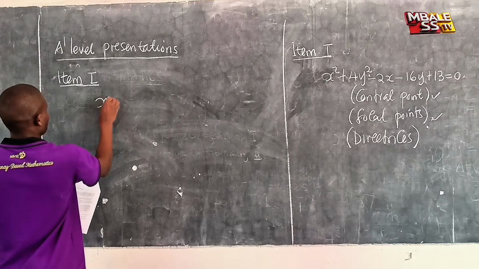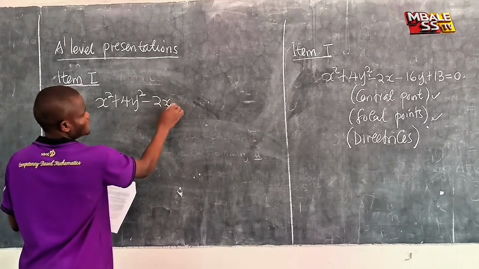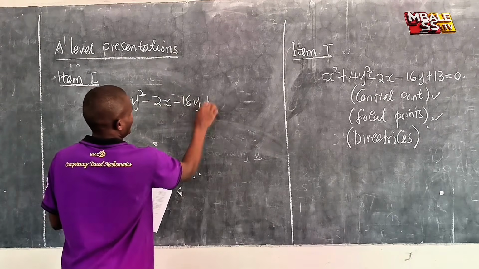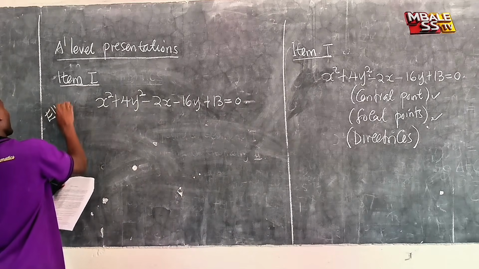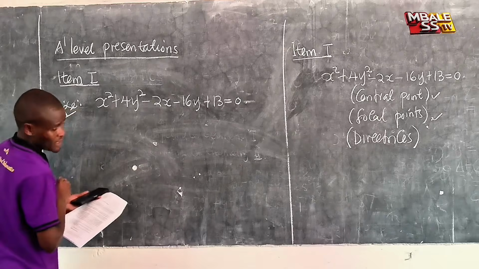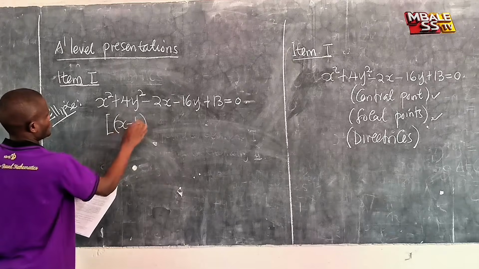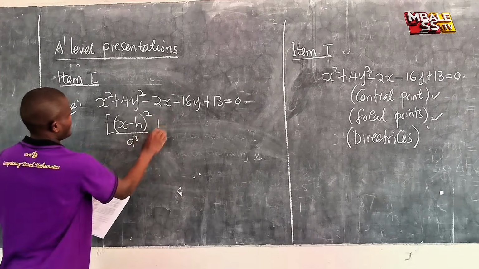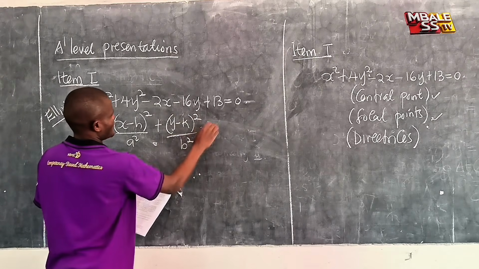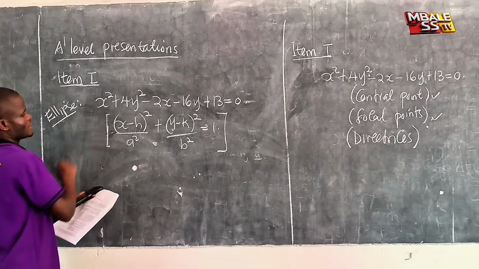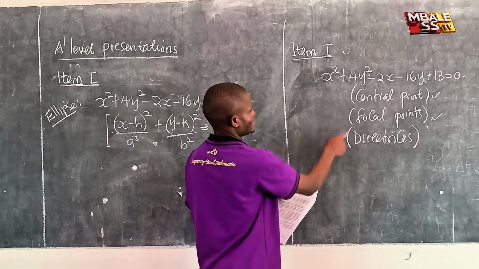So 1, we are going to use x squared plus 4y squared minus 2x minus 16y plus 13 equals 0. So this is now the equation of an ellipse. To get the center, we are going to express this equation in the form (x minus h) squared divided by a squared plus (y minus k) squared divided by b squared, giving us 1. The moment we have this, we can easily understand more on how to generate these 3 points.